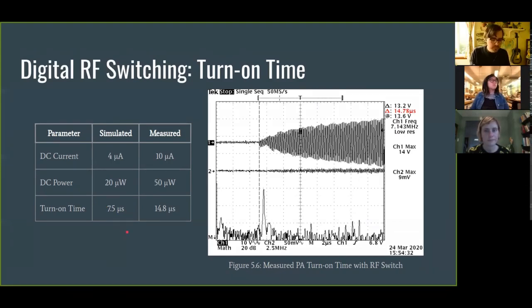So again, very expected. Simulations are rather optimistic, but really tiny amount of DC current. So that switch is hardly dissipating any power, which is perfect. We don't want our switches to dissipate power because it wastes battery life. We're trying to run it on a battery.